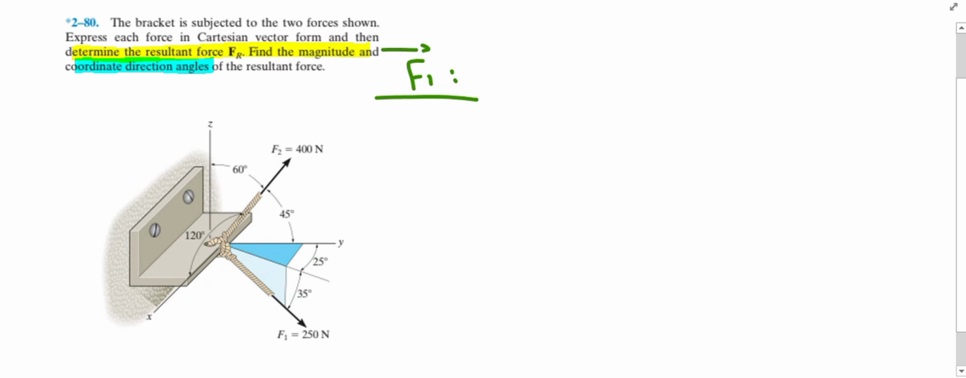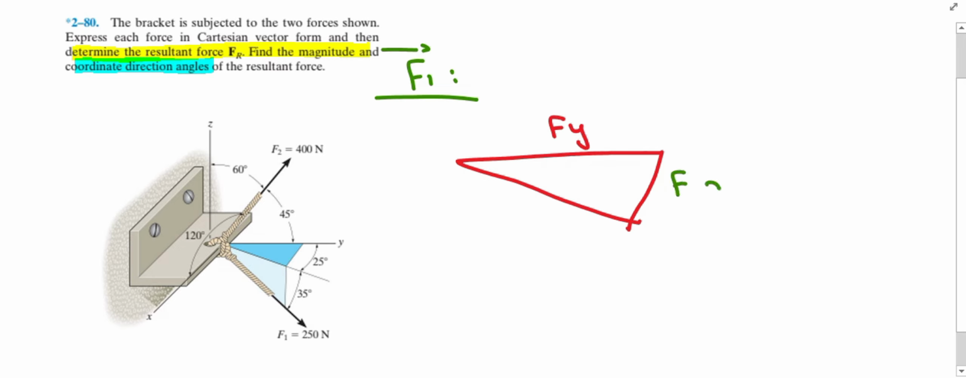So I'm going to extract the triangle number one from here. This is basically our triangle number one. This length right here is basically Fy, and this one right here is basically Fx, and this one right here is basically F prime. So the angle between the Fy and F prime is nothing but 25 degrees according to the diagram. So this angle is basically 25 degrees, and this angle is nothing but 90 degrees.